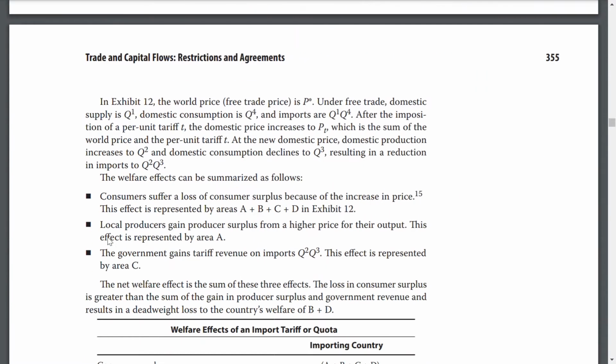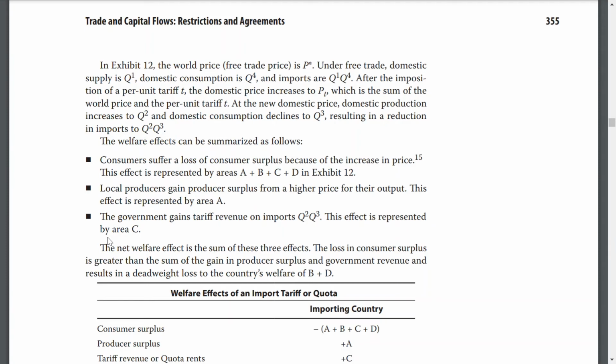In Exhibit 12, at the world price, or the free trade price P star, under free trade, domestic supply is Q1, domestic consumption is Q4, and imports are Q1 to Q4. After the implementation of the per unit tariff of T, the domestic price increases to PT, which is the sum of the world price and the per unit tariff. At the new domestic price, domestic production increases to Q2 and domestic consumption declines to Q3, resulting in a reduction of imports to Q2 to Q3.